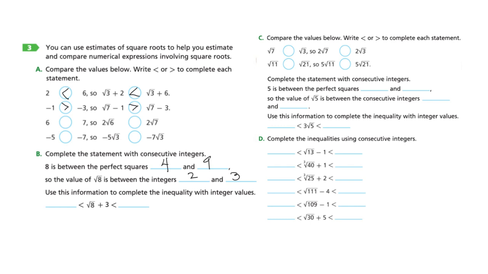D, complete the inequalities using consecutive integers. The square root of 13 minus 1, they're asking what is less than that and what is greater than that. So you're going to think about finding where the square root of 13 falls. And so I think you can do D on your own as well. So there's another page I want to look at quickly, and then we'll be done.